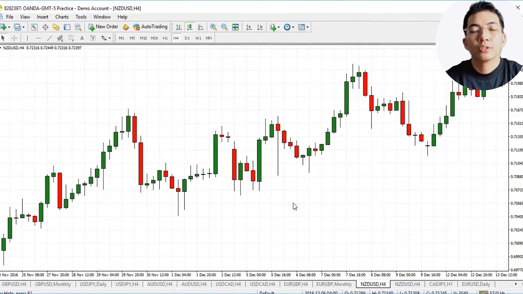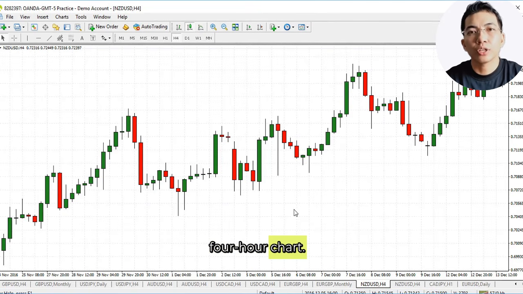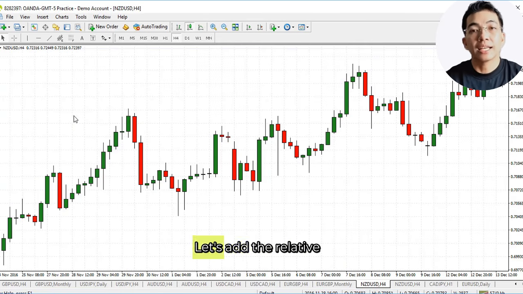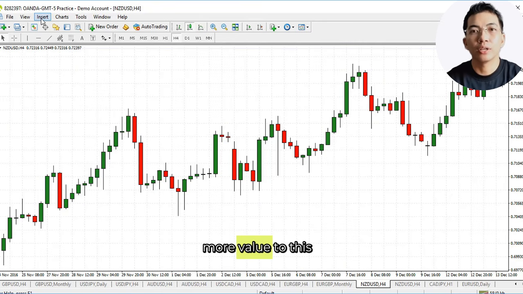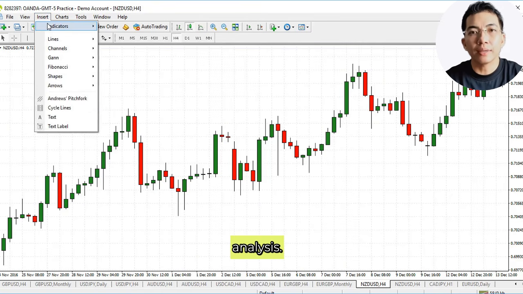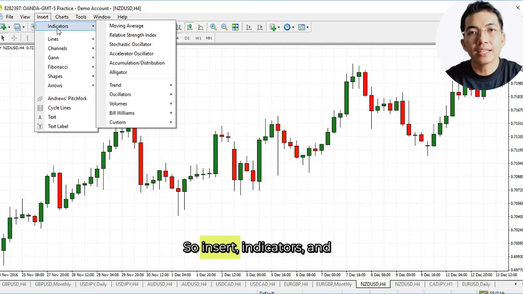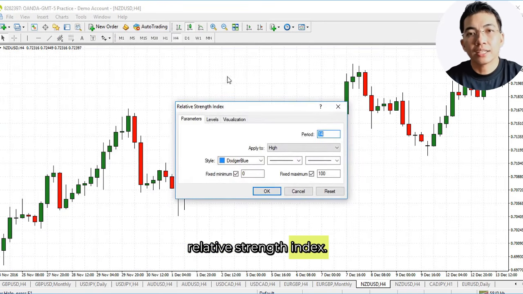Here we have New Zealand dollar against United States dollar on a 4-hour chart. In the second part of the chart, we can find higher highs and higher lows, so we can say that the price is in an uptrend. Let's add the relative strength index and check if we can add more value to this analysis. So, insert, indicators and relative strength index.